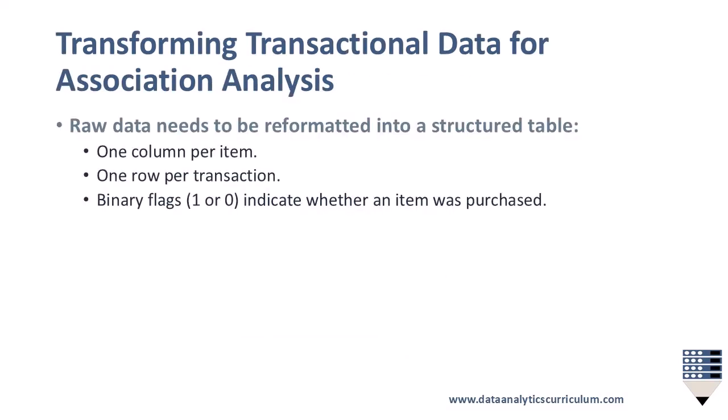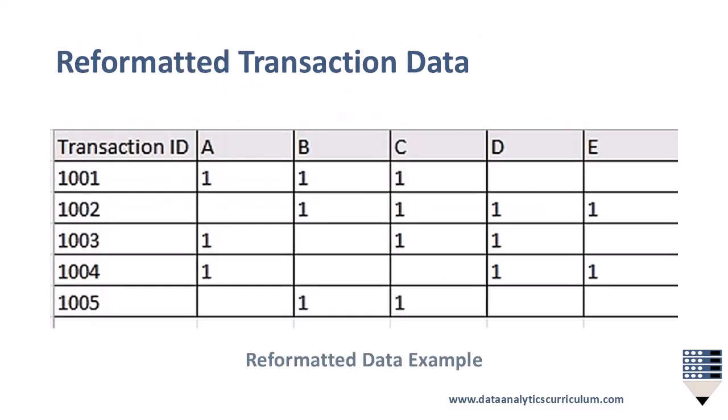Transforming transactional data for association analysis. Raw transaction lists need to be reformatted before we can analyze them. We create a structured table where each column represents one item, and each row represents one transaction. Inside the table, we use binary flags, ones and zeros, to show whether each item was purchased in that transaction. A 1 means the item was bought, a 0 means it wasn't.